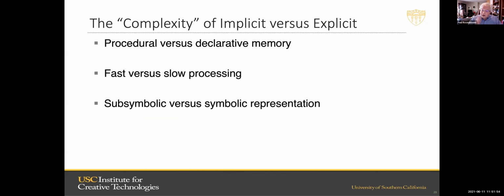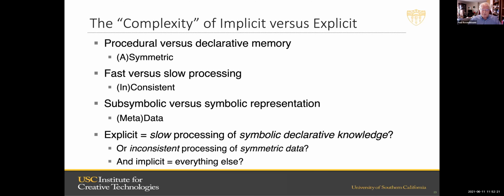Another kind of analysis you can do is look at the complexity, or if you want to call it the confusion, about implicit versus explicit. You can see that mapped onto procedural versus declarative memory, fast versus slow processing, and subsymbolic versus symbolic representation in different works. But if you look at these three, the first one's really asymmetric, the second is inconsistent, and the third is metadata. So it's really three different dichotomies, all wrapped up in implicit versus explicit.